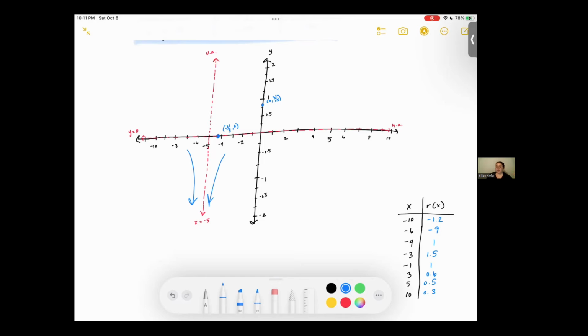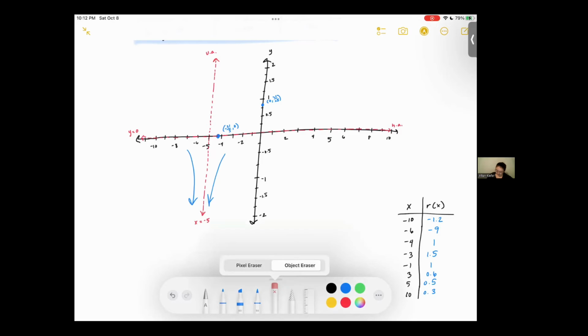So when x is -10, r of x is -1.2. When x is -6, r of x is -9. When x is -4, r of x is 1. When x is -3, r of x is 1.5. When x is -1, r of x is 1 as well. When x is 3, r of x is 0.6. When x is 5, r of x is 0.5. And when x is 10, r of x is 0.3. Whew, that's a lot. So we're going to plot all of these points on here.